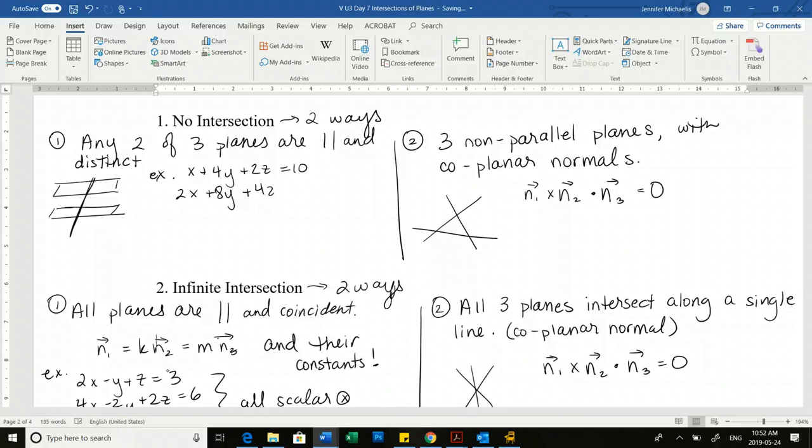And even if they're parallel and coincident or parallel and distinct, it shouldn't matter. Or actually, I guess it does matter, because if they're parallel and coincident, then you have a single line of intersection. So they need to be parallel and distinct. So let's just say we had something like this. We can see that two of these are parallel.